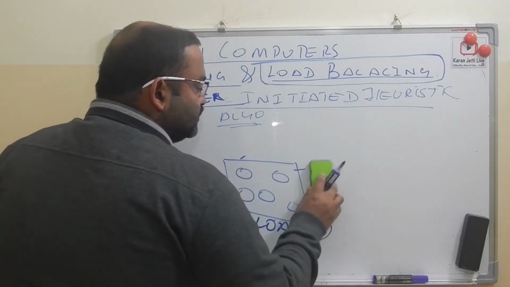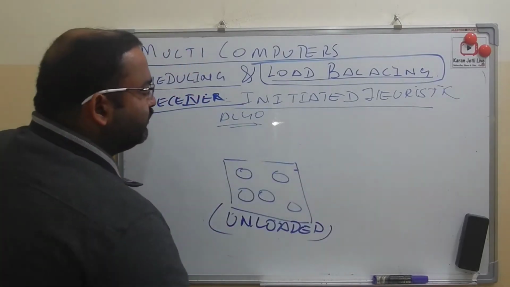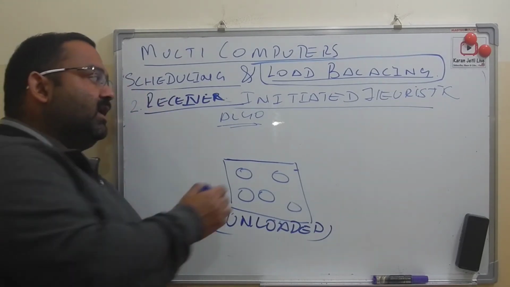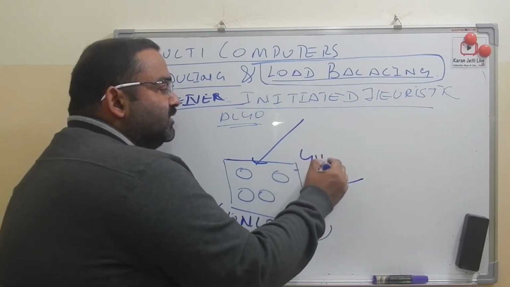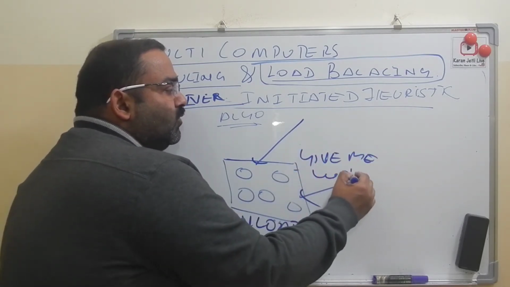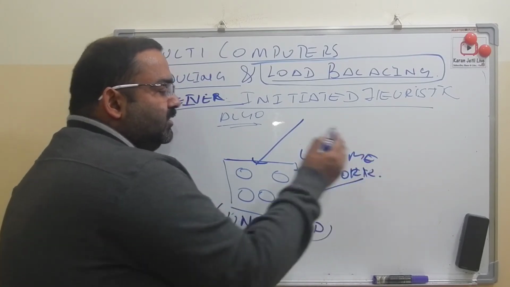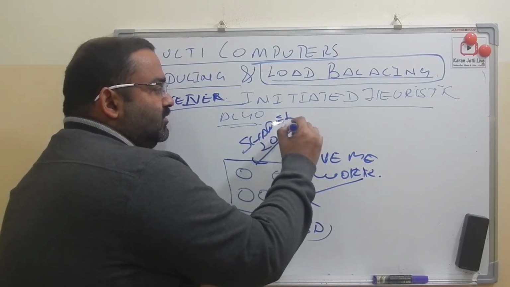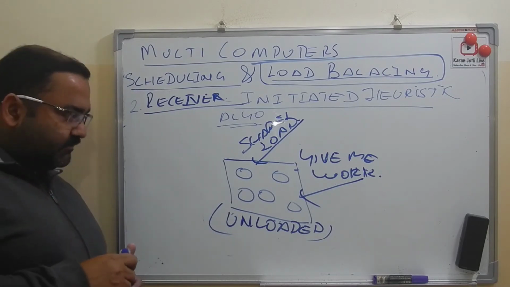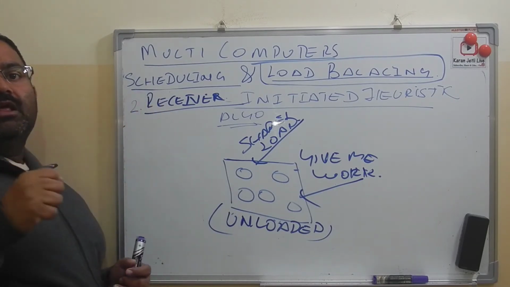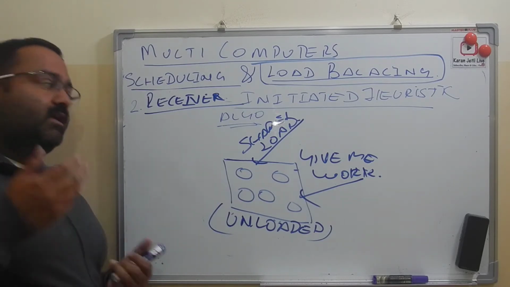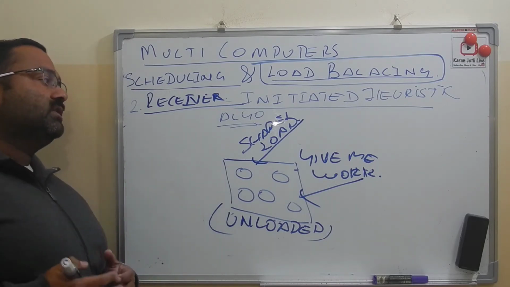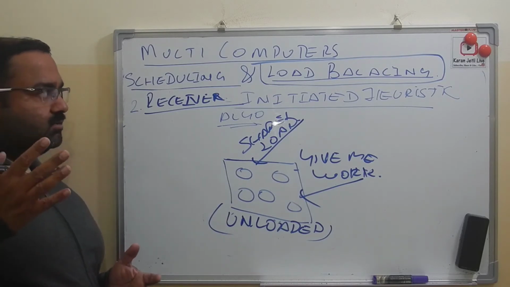What it does is pick a random node from all the nodes and ask, give me work, share load with me. So in this, the receiver is underloaded, so it will pick some random node and ask, do you have any work? Because I am free, give me some work. So it is the opposite of the sender initiated heuristic algo. We call it the receiver initiated heuristic algo.